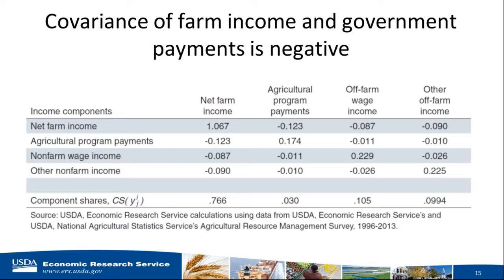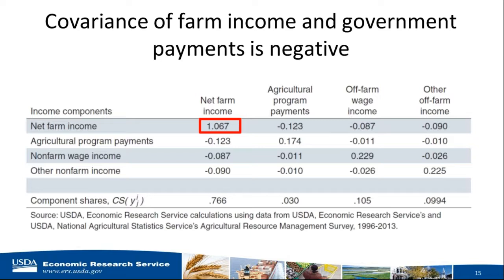So the earlier chart that I showed showed the various types of income accruing to the farm household. And this breaks down those incomes in a covariance matrix, so it's a symmetrical table, showing net farm income, program payments or government payments, and then 2 types of off-farm income. We look at the upper left-hand cell of the table.